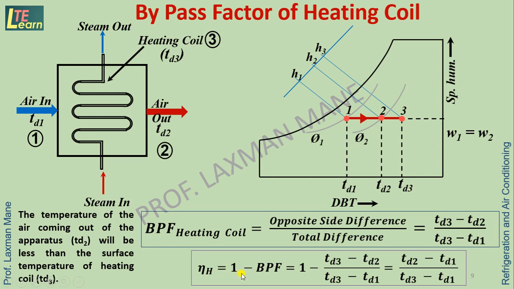Efficiency of heating coil means 1 minus bypass factor, which is also called the contact factor. Simplifying this equation, efficiency of heating coil will be TD2 minus TD1 divided by TD3 minus TD1.